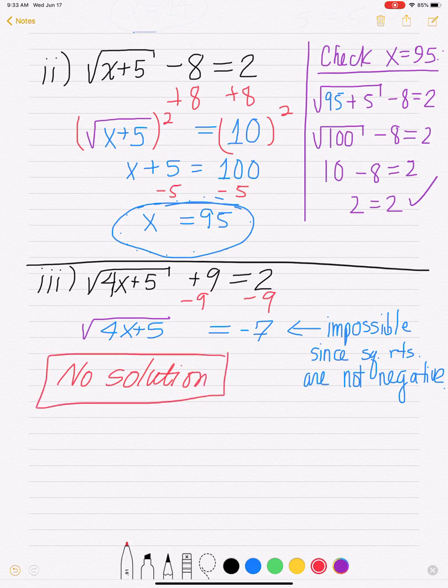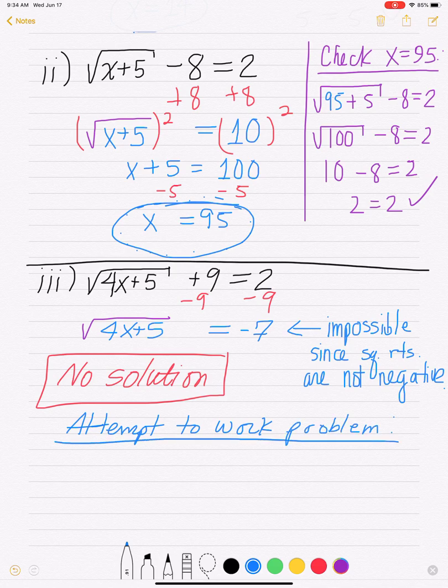Now, if you wanted to get fancy and actually work through this, you could try. So here's an attempt to work through it. So I go back to my equation. I was at the square root of 4x plus 5 equals negative 7. So let's go back to that equation.